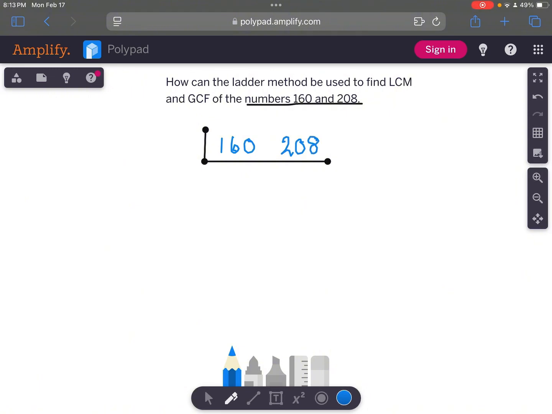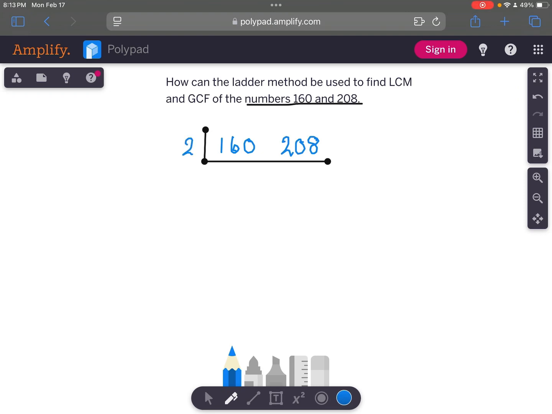So we are thinking of the ladder where we divide both numbers at the same time using the common factors. So we start with the smallest prime number, like 2, 3, 5, or 7. What is the smallest prime number that we can start by dividing between these two? It has to go with both. So a common factor, we can use 2.